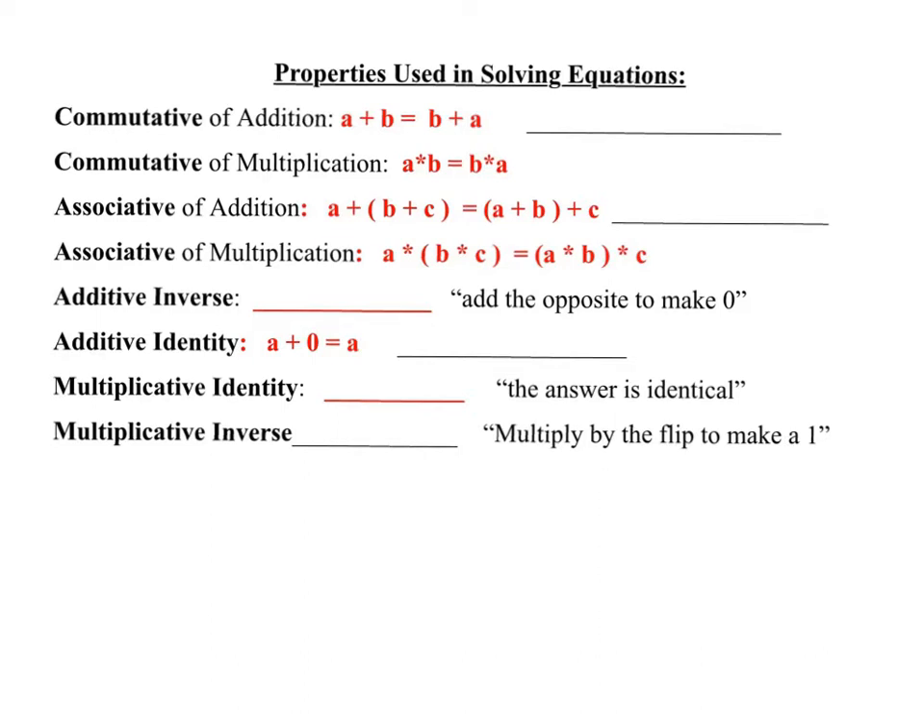So the first property we're going to talk about is the commutative property of addition. The commutative property of addition, a plus b equals b plus a, allows you to CO, remember I used to tell you, CO, change order. Now this works for addition, don't forget, but it does not work for subtraction. So the commutative property of addition.